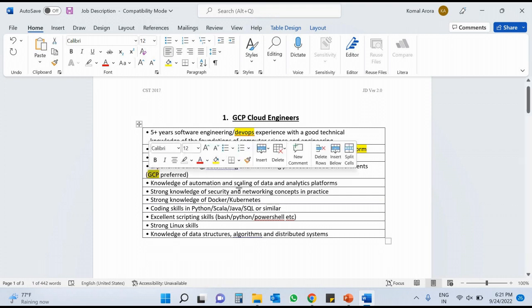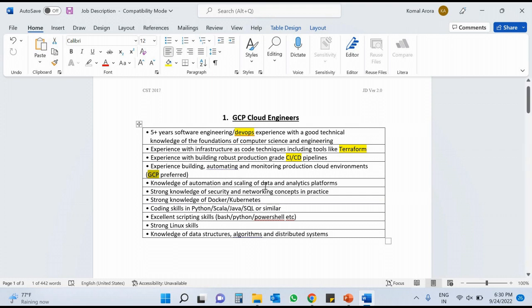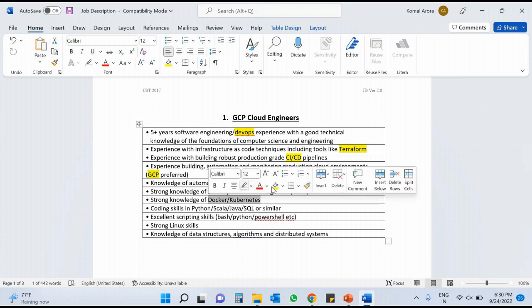Next is knowledge of the automation and scaling of data and analytic platforms. So friends, in this line there is no technology name mentioned. The next line is strong knowledge of security and networking concepts in practice. No technology name mentioned here either. Next is strong knowledge of Docker, Kubernetes. So friends, this is the technology name, Docker, Kubernetes.